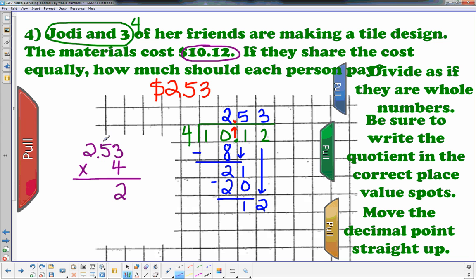4 times 3 is 12. 4 times 5 is 20. Plus 1 is 21. 4 times 2 is 8, plus 2 is 10. Move that decimal 2 places.